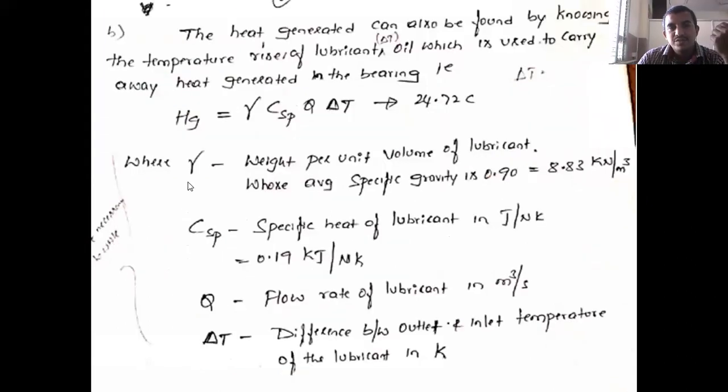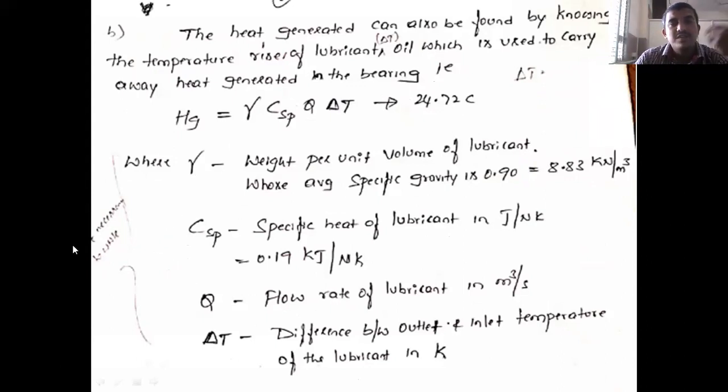Another formula is also used to determine how much heat is generated if we know the specific heat and the operating temperature, that is, the difference in inlet and outlet temperature of the oil. If you know that, then use equation 24.72 C to determine the heat generated. If the data is not given, then you do not use this formula.